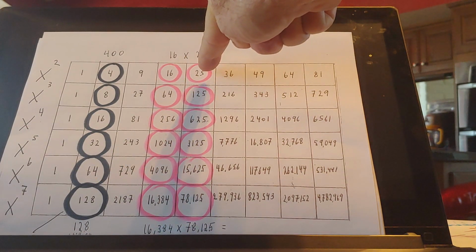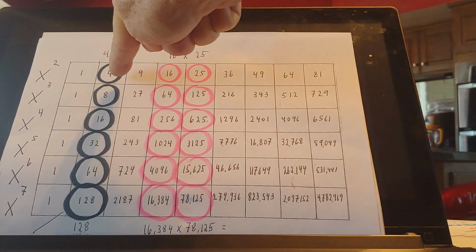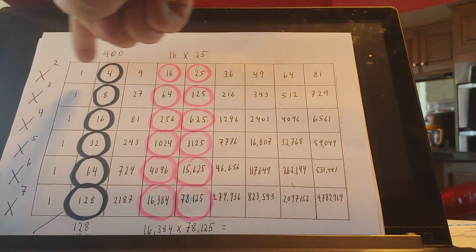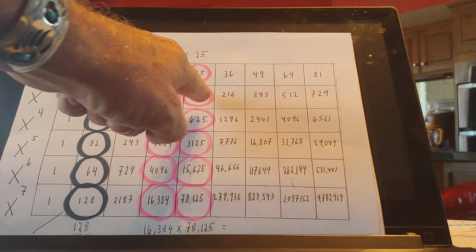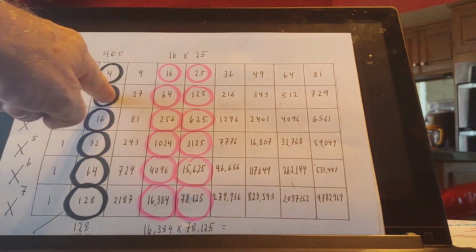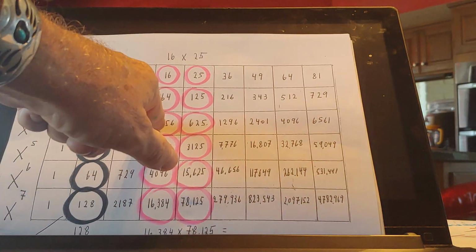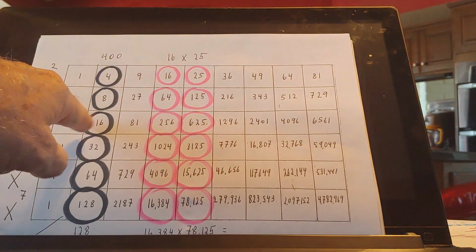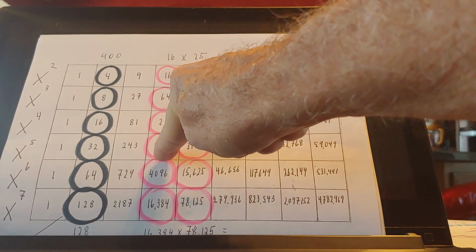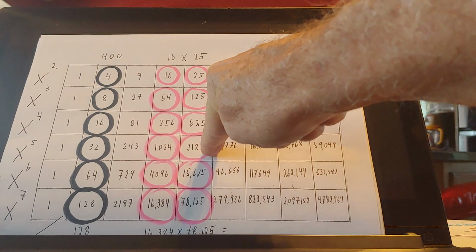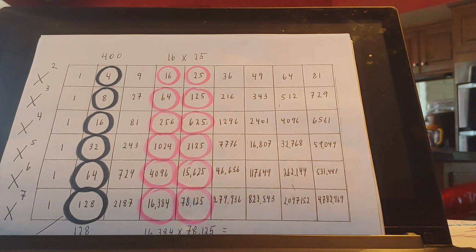16 times 25, that's 4 plus 2 zeros because it's on a 2. 4 and 2 zeros is 400. 64 times 125, that's 8 and 3 zeros, 8,000. 256 times 625, that's 16 and 4 zeros. 1,024 times 3125, that's going to be 32 with 5 zeros.